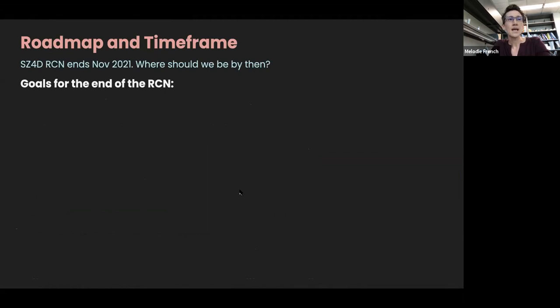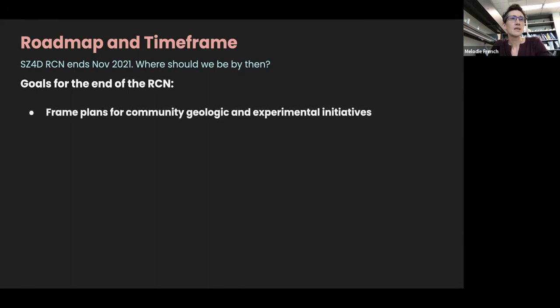The SC4D RCN ends this coming November, and by that time we hope to have a plan for how geologic and experimental community studies fit within SC4D to answer the 4 science driving questions. This will not be a granular science plan, but will provide a roadmap and structure for the next steps, which could occur at multiple funding scales and which we should be prepared for. Our goals by November are to frame plans for the geologic and experimental community initiatives.